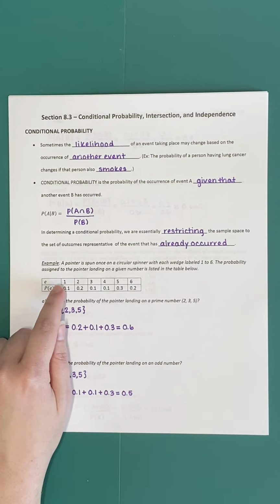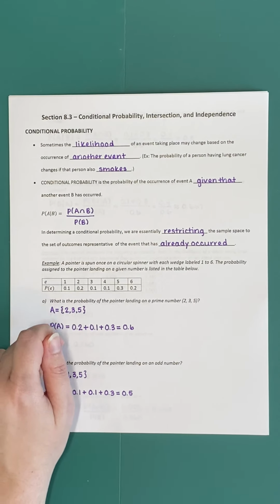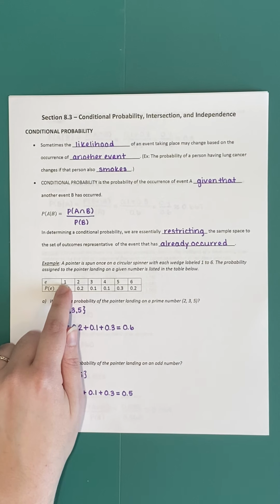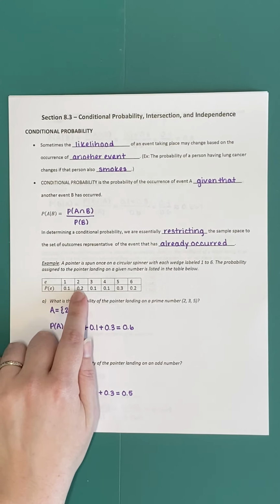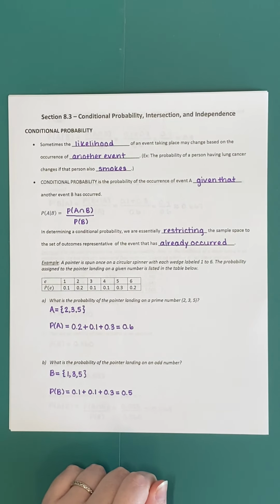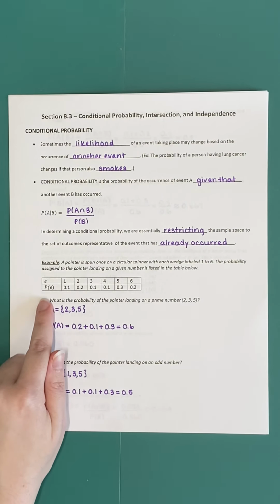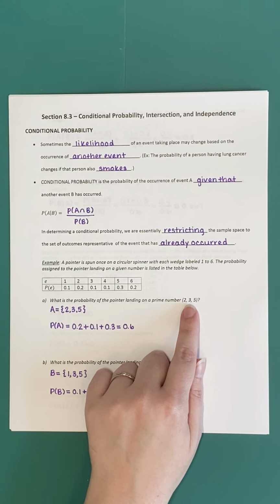So E is our event, and then the probability of E. The probability that we land on 1 is 0.1. The probability that we land on 2 is 0.2, and so on and so forth all the way up to 6. So our first question is, what is the probability of the pointer landing on a prime number? In other words, 2, 3, or 5.